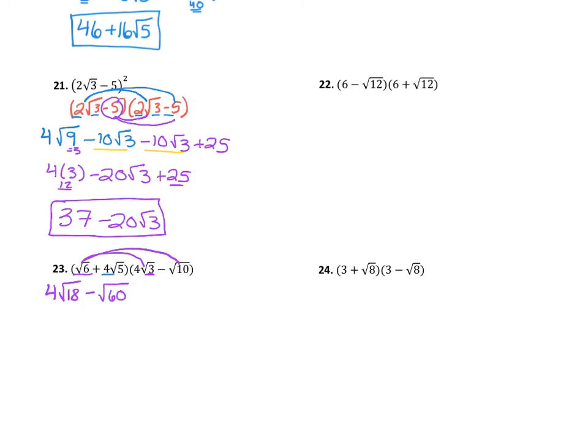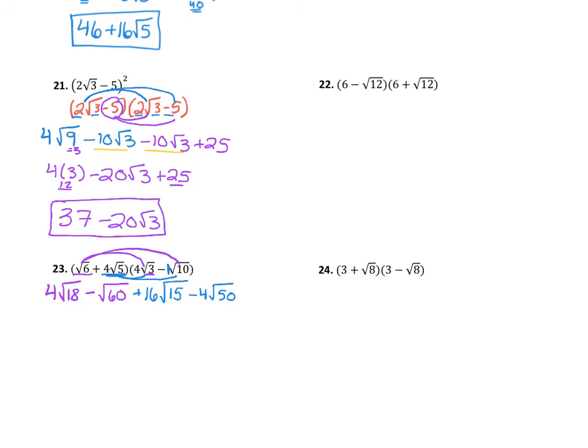Then I'm going to do the same thing with this 4 root 5. 4 root 5 times 4 root 3. Multiply the outside numbers, so 4 times 4 is 16. Multiply the inside numbers, so 5 times 3 is 15. Then I'm going to do 4 root 5 times negative root 10. So that's going to give me negative 4 square root of 50. Because remember, that's kind of like there's a negative 1 in front of this root 10. So 4 times negative 1 is negative 4. 5 times 10 is 50.